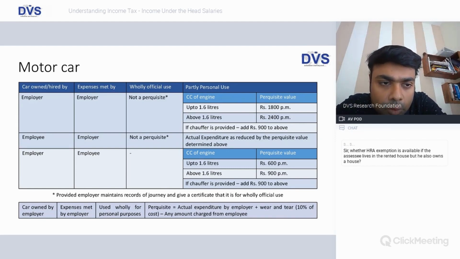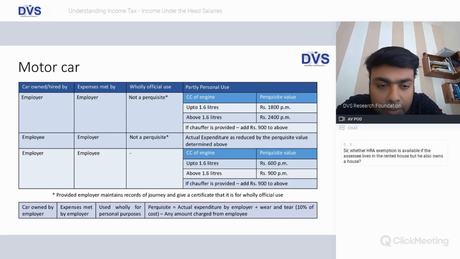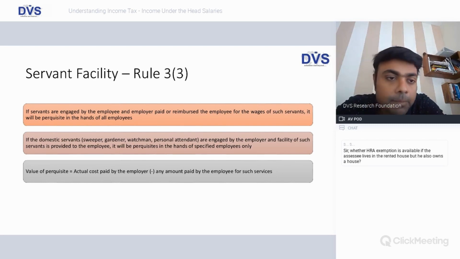Similarly, car is owned by the employer, expense is met by the employee. Up to 1600, it is 600 per month. Above 1600, it is 900 per month. If the chauffeur is provided, another 900 has to be added. So, detailed records are required to be maintained where it is entirely official to prove that the car is actually used only for official purposes. So, this is a fairly tricky case, which is why invariably people avoid saying it is fully official if the car is given to an employee.